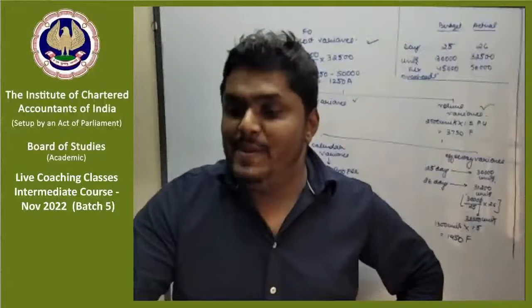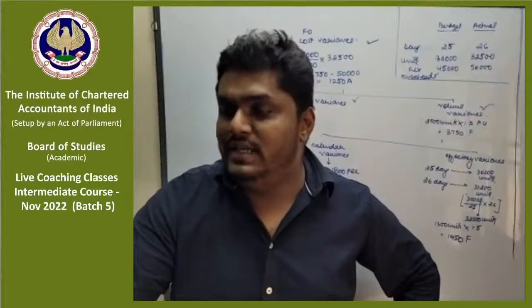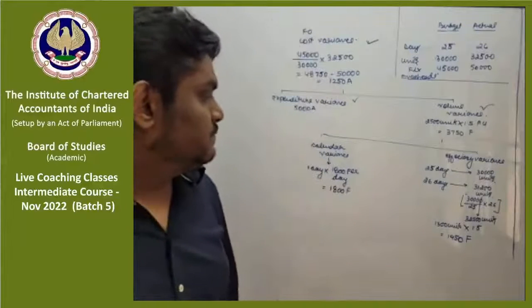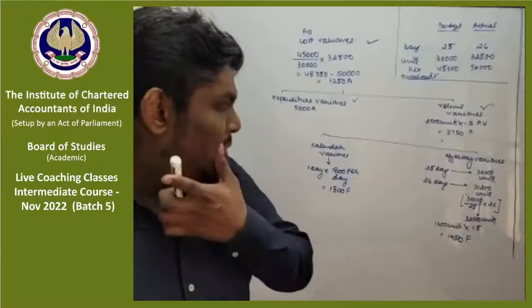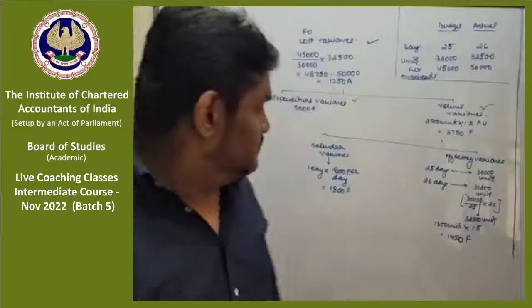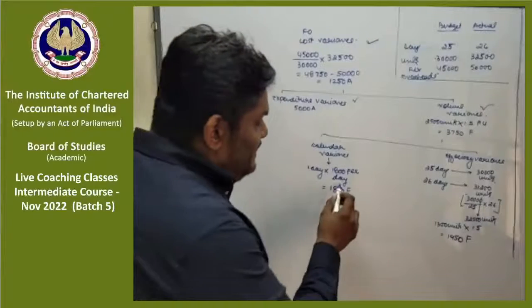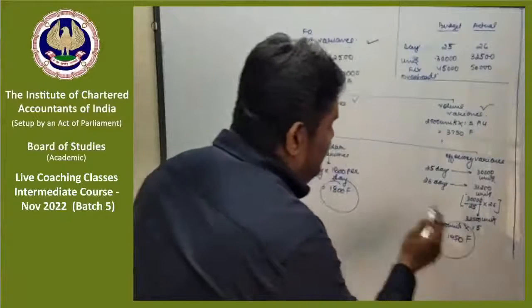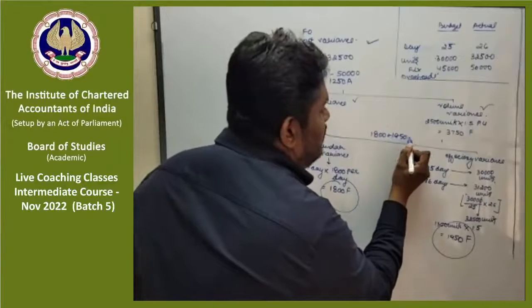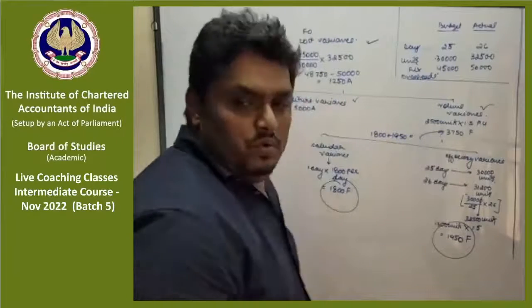Yes, it is compulsory to write favorable or adverse in exams. This is 1800, that is 1950. So 1800 plus 1950 is 3750.